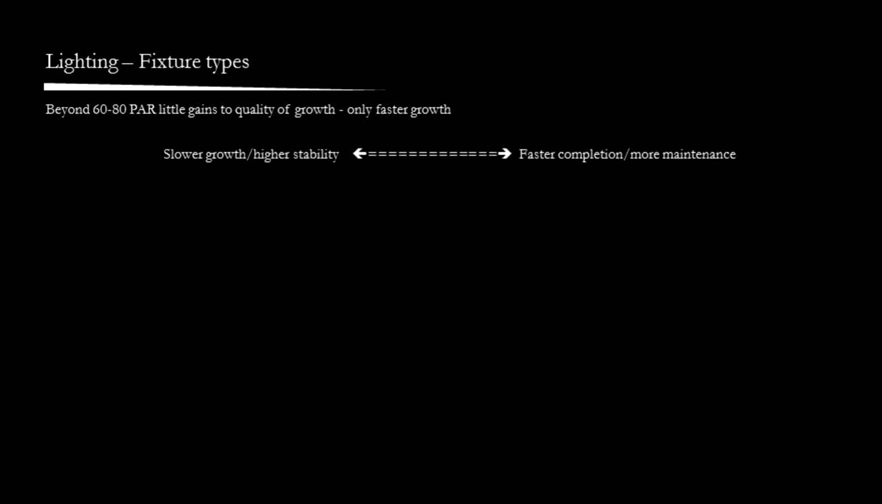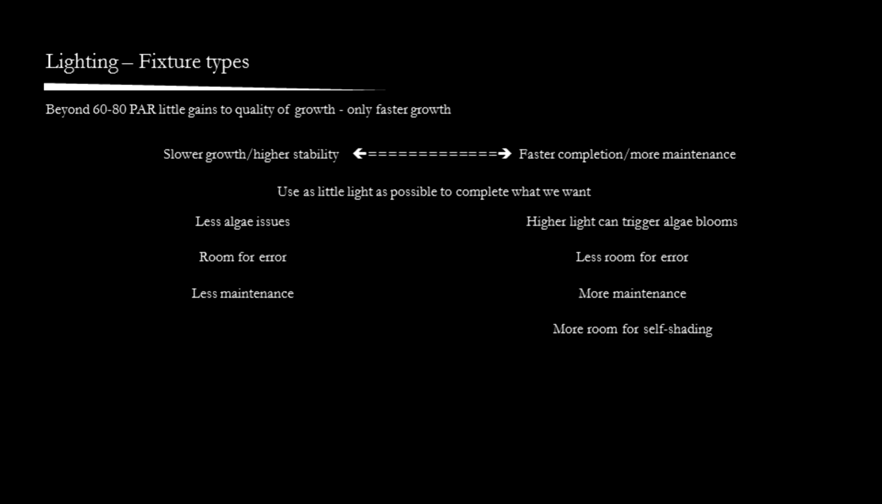However, with faster growth also comes drawbacks, such as your CO2 levels must be on point, your dosing levels must keep up, and you need to do regular trimming to keep the plants in check.